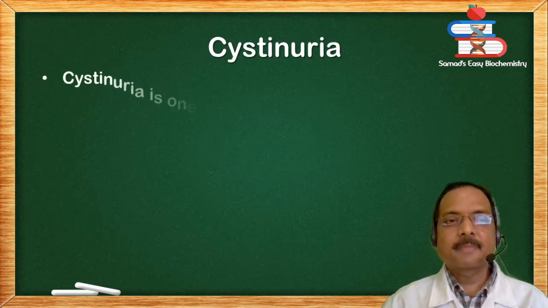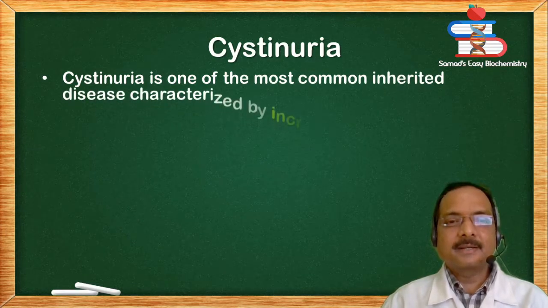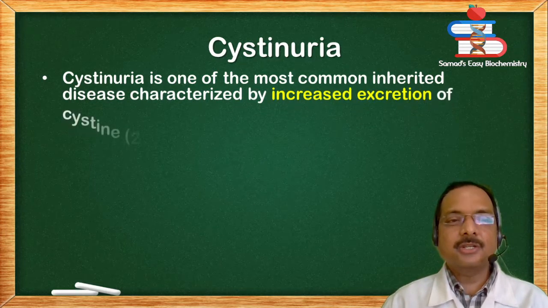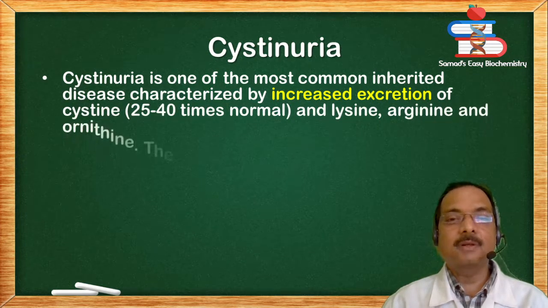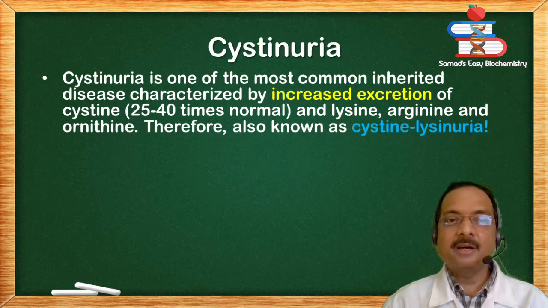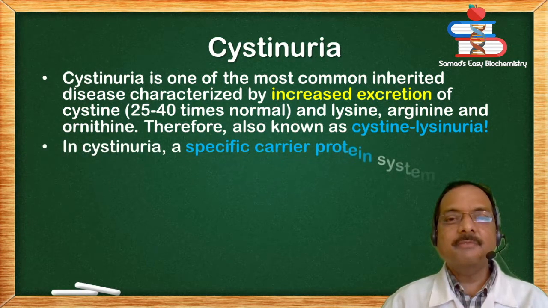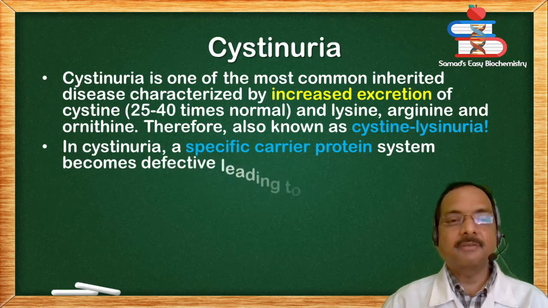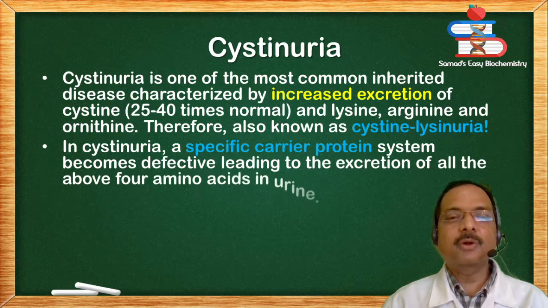Cystinuria. Cystinuria is one of the most common inherited disease characterized by increased excretion of cystine, 25 to 40 times the normal. Along with cystine, lysine, arginine and ornithine are also excreted. Therefore, it is also known as cystine lysinuria. In cystinuria, a specific carrier protein system becomes defective, leading to the excretion of all the above 4 amino acids in urine.